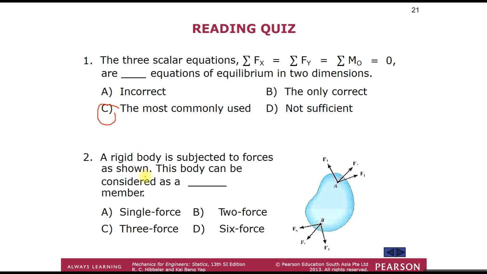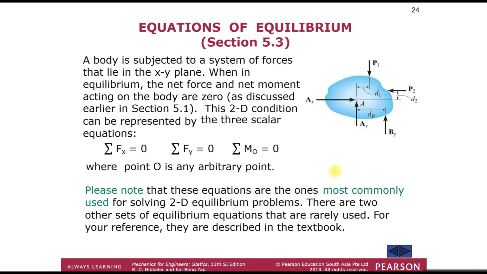And the second question is: a rigid body is subject to forces as shown. This body can be considered as a single force member, a two force member, a three force member, or a six force member? Okay, we call this a three force member, because the force F1 is equal to F1 here, the direction, everything. So we call this a three force member.